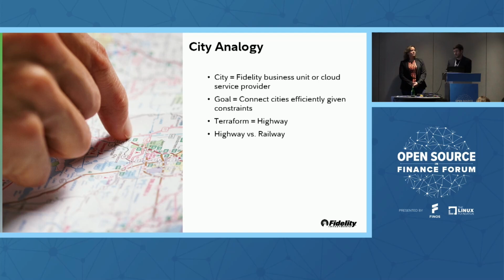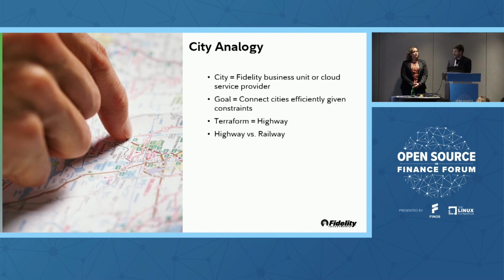We think that it's better to build one or just a few super highways to connect each. So each Fidelity city connecting to each other and then connecting to those super highways, then getting into the cloud. And that's our core and common infrastructure.